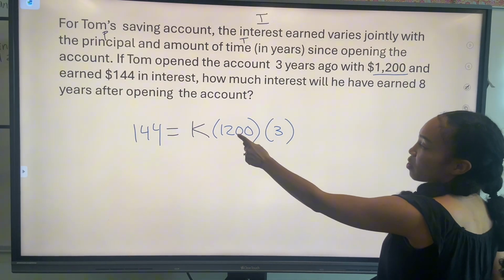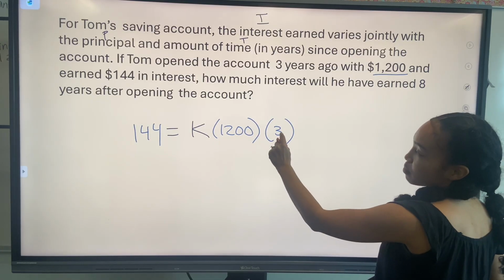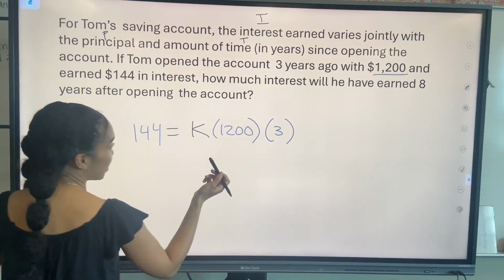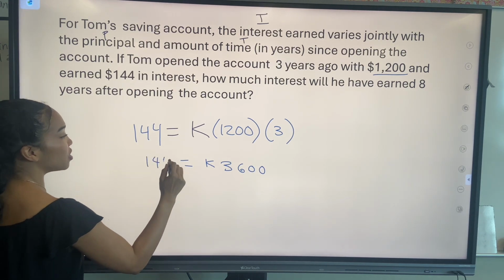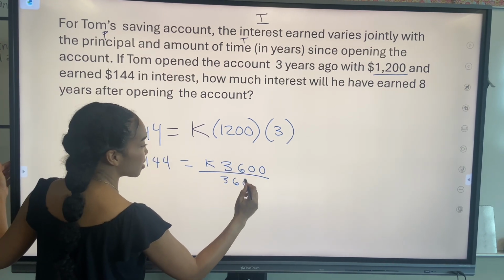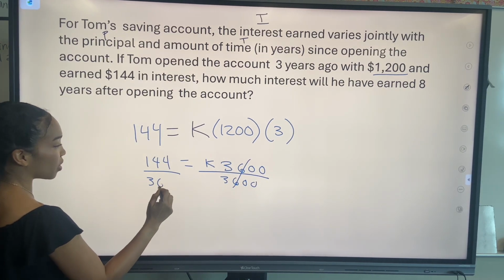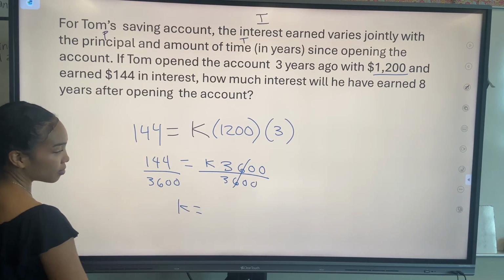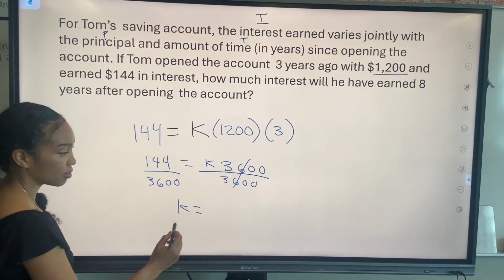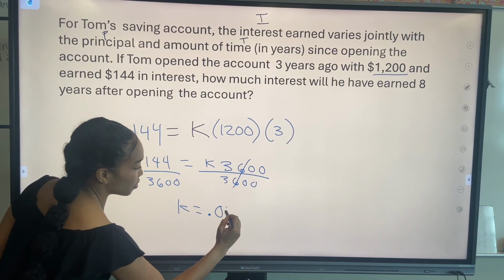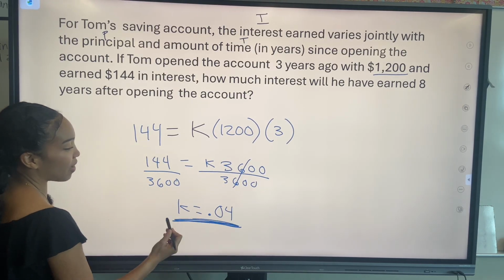What is 1,200 times 3? 3,600. Okay, and then divide both sides by 3,600. Let me know what you get. 0.04. Thank you. So this is my K value.